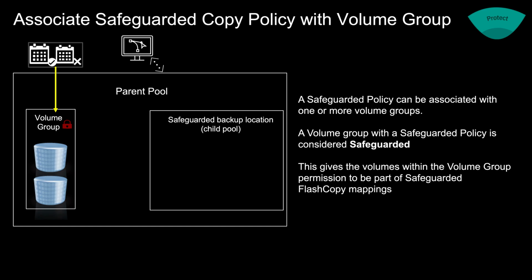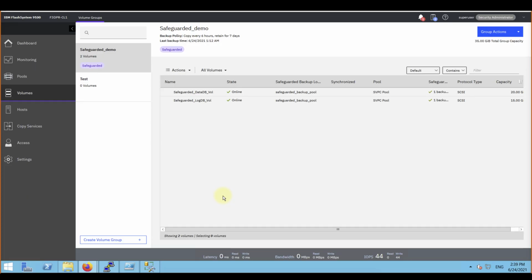So now we've talked about volume groups. I want you to see the slide about it just to make sure you understand that it's part of an overall safeguarded copy policy. But if you want to add more volumes to a particular policy, not a problem. Let me actually show you how easy that is.